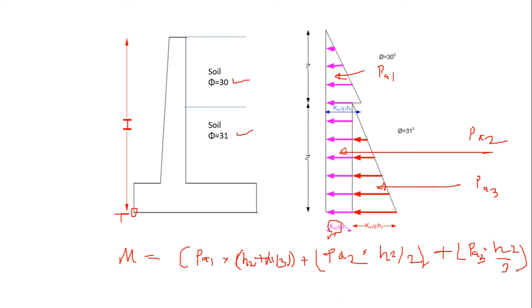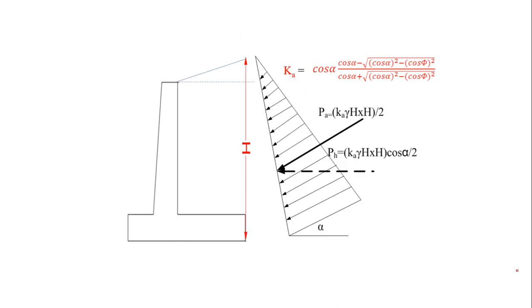Okay, now the last pressure distribution diagram. If we have the inclined type of backfill, as I told you, the value of K is going to change for the inclined backfill. Initially, what we have seen is that the value of K is equal to 1 minus cosine of phi divided by 1 plus cosine of phi, but here that formula is different.